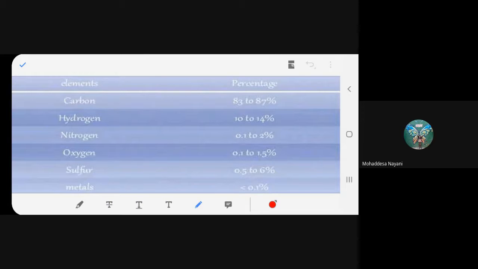So, these are elements, and this is the percentage. Read one by one. Elements, carbon, percentage 83 to 87%. So, what is the maximum? Petroleum maximum has got carbon, isn't it, better? Maximum it has got the carbon. Next.